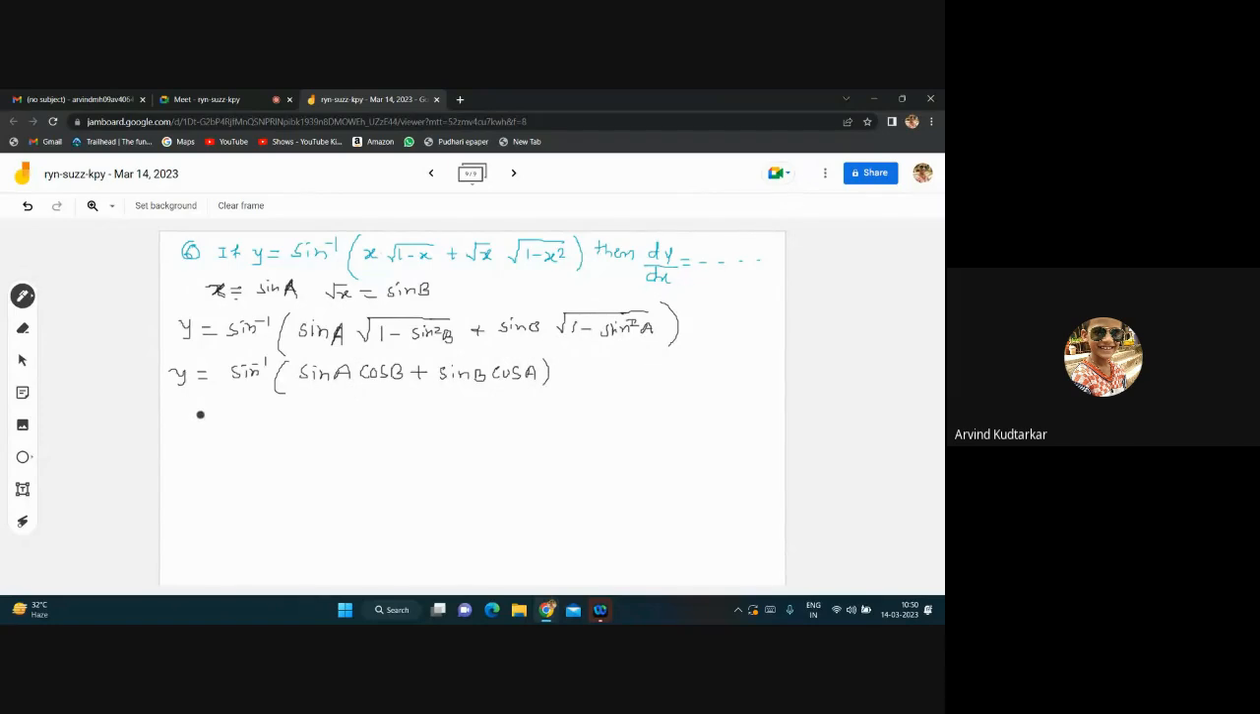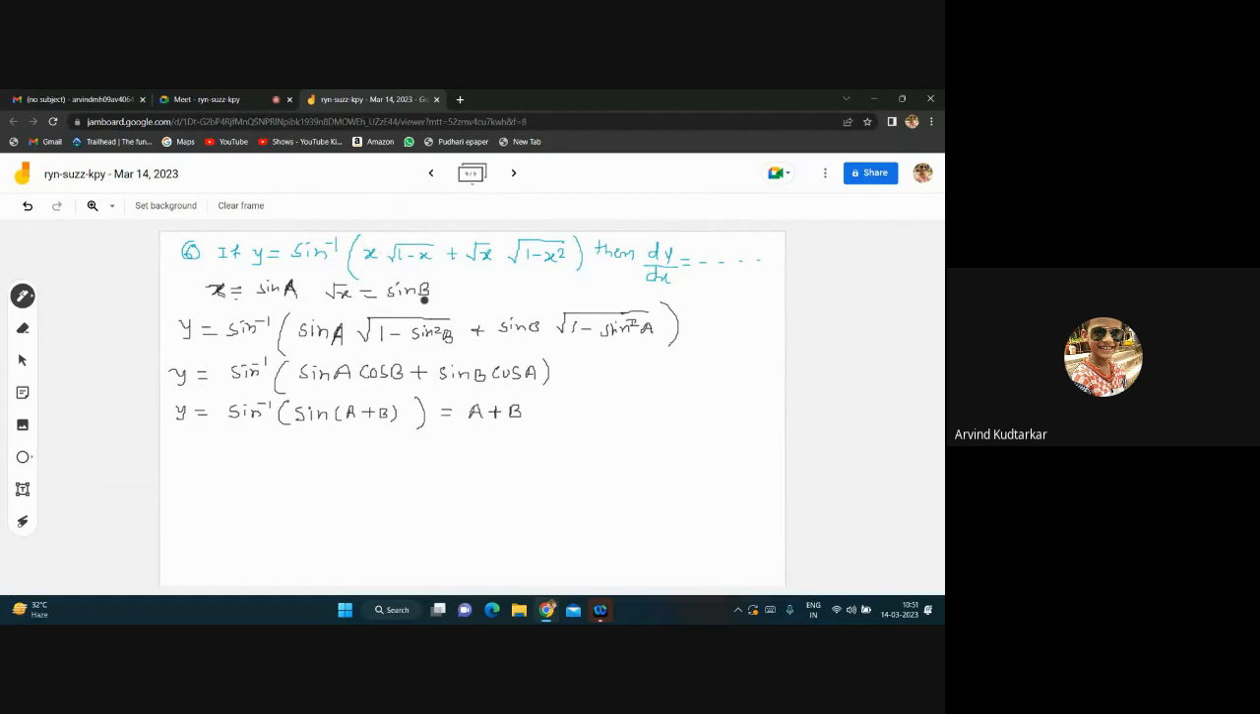That whole expansion we can convert into sine, since this is the expansion of the addition angle of sine. That is sine inverse of sin A cos B plus cos A sin B, nothing but sine of A plus B. So sine inverse and sine get cancelled, and only A plus B remains, where A is sine inverse of x and B is sine inverse of root of x.